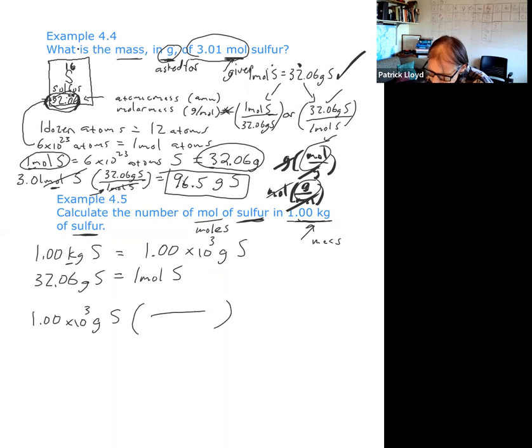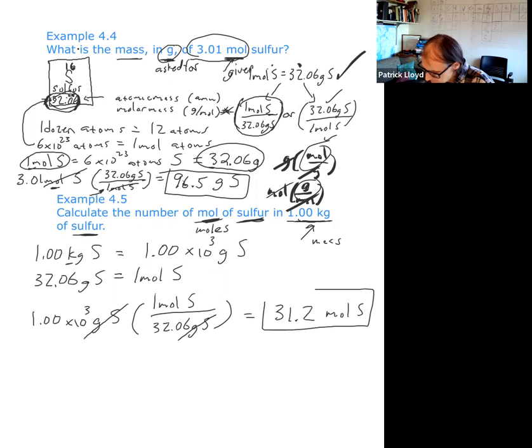Pick the conversion factor you need. We want to have moles. So look what happens. If I pick this first one on the left, look what's going to happen. Grams will cancel and you'll get moles of sulfur. Okay, so 1 times 10 to the 3 divided by 32.06 times 1, right? Times 1 divided by 32.06. You can ignore the 1. And you get 31.2 moles of sulfur. There's your answer. Okay.